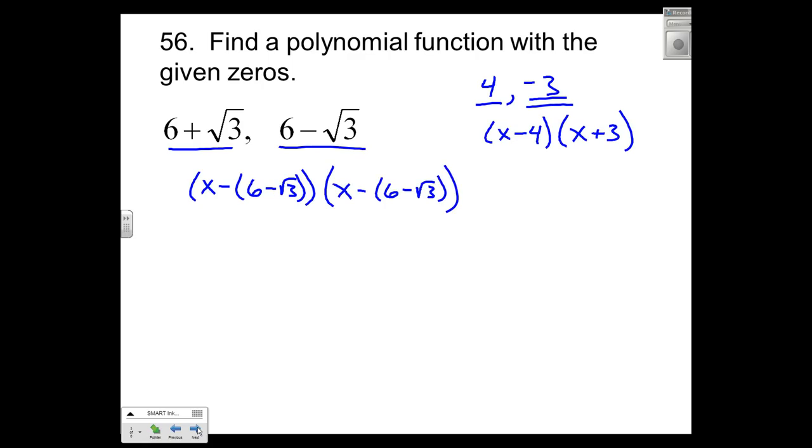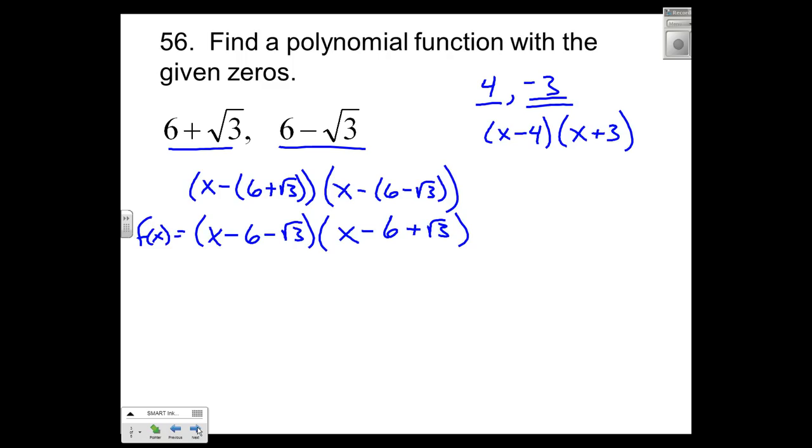Whoops, this one's 6 plus root 3, excuse me. X minus the 6 minus root 3 must be a 0. So this becomes x minus 6 minus root 3 upon distribution. This is x minus 6 plus root 3 when we distribute. And that could be our function. Truthfully, that's not wrong. However, simplified, this is going to look a little bit nicer.